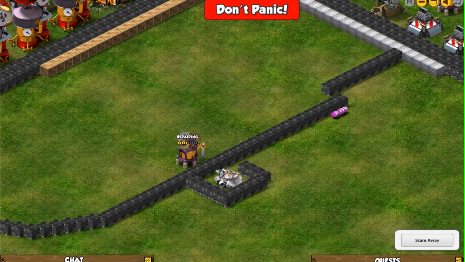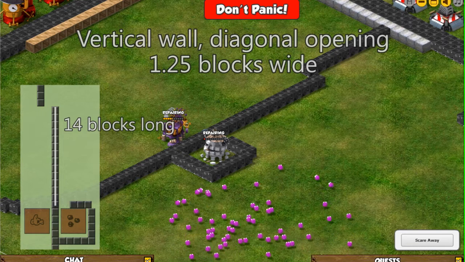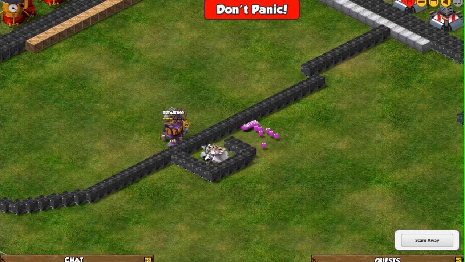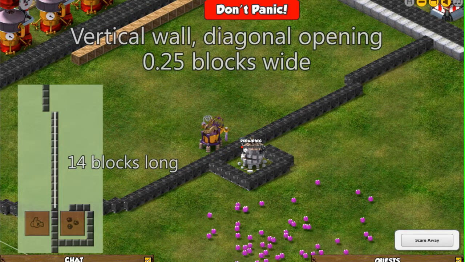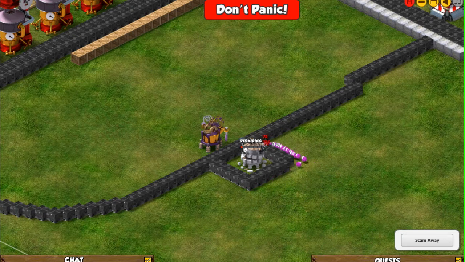So here we got a vertical wall with a diagonal opening, 1.5 blocks wide. It doesn't decrease pathing, so we have a 15 blocks long wall. And again, we narrowed it down a little, so now it's 1.25. It decreases pathing by 1 block. So here we got a vertical wall with a 0.25 blocks wide diagonal opening. It passed 14 blocks, which is not unusual.